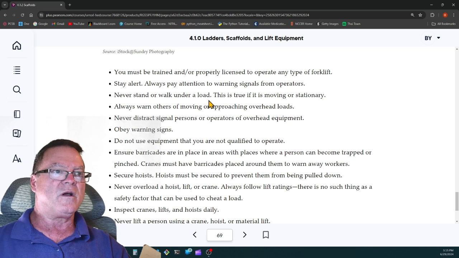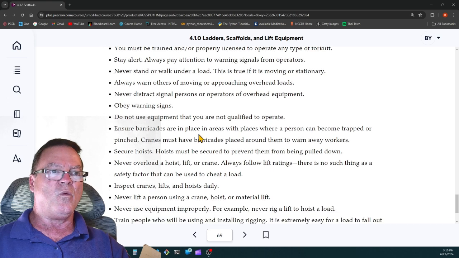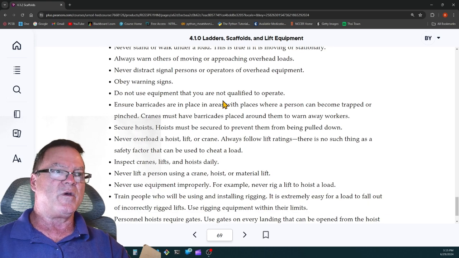Never stand on or walk under a load. This is true if it's moving or stationary. Always warn others of moving or approaching overhead loads. Never distract signal personnel or operators of overhead equipment. Obey all warning signs. Do not use equipment that you're not qualified to operate.